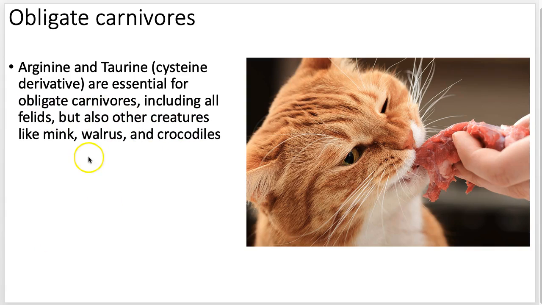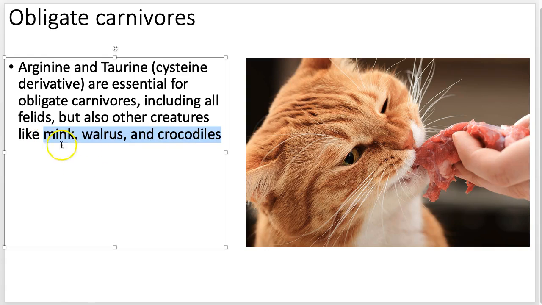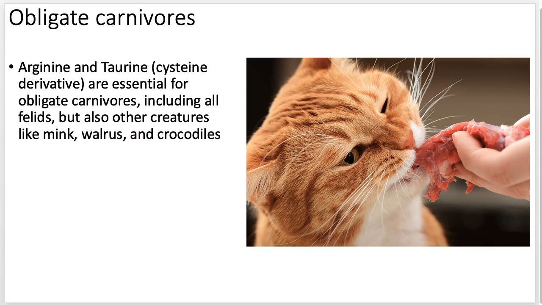But felids are not necessarily the only obligate carnivores. There's others. I threw in minks, walruses, and crocodiles for no reason. There's others too, like salmon, and I don't know, other fish and stuff. Anyway, lots of animals need to eat meat is the moral of that story.